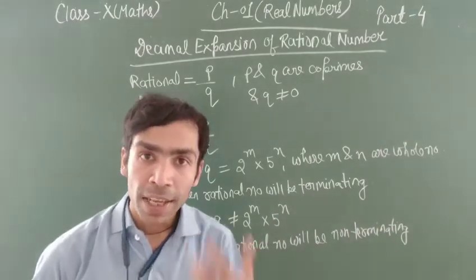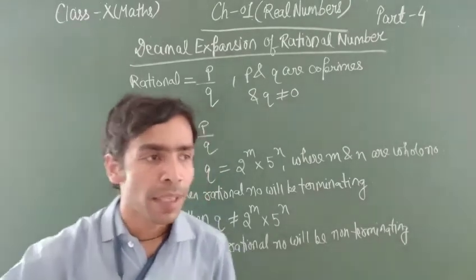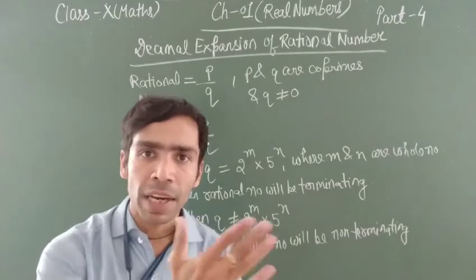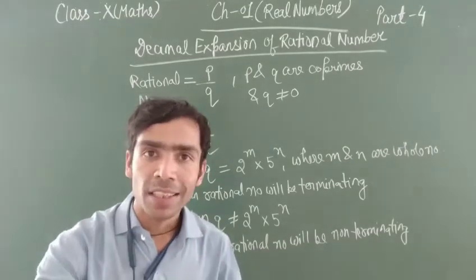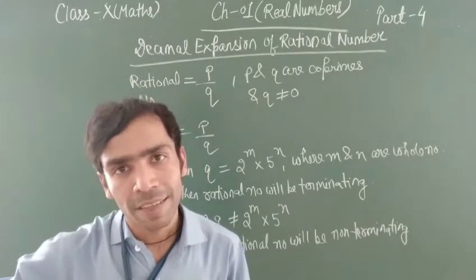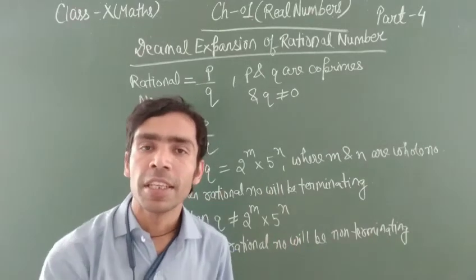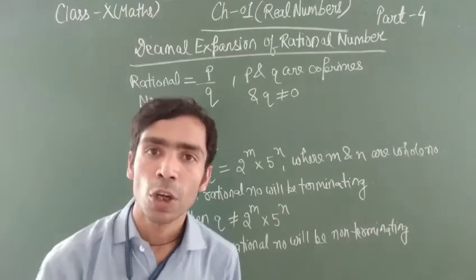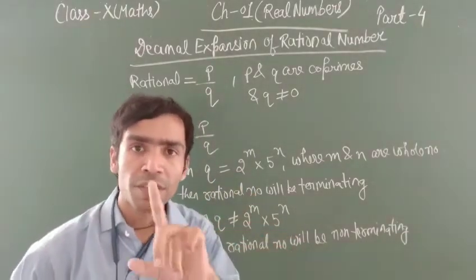Or when along with 2 and 5 any other number comes, suppose 2 is also coming, 5 is also coming, but along with that another number is also coming, like 3, 7, 11, like this. So we can say that number will not be terminating in nature, that number will be non-terminating. Okay, so I will clear this concept by using one question.